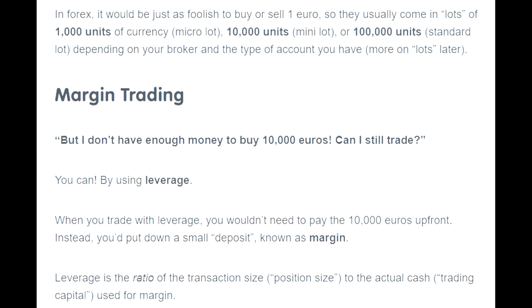So the margin trading, like I just said, I don't have enough money to buy 10,000 euros and I can still trade. Yeah, you can. Your broker is going to leverage you with a ratio as per the transaction size. Depending on what position you want to open, they're going to leverage. Most brokers can leverage you maybe 1:10, 1:20. But for me personally, avoid using high leverages because you would think you have a lot of money.